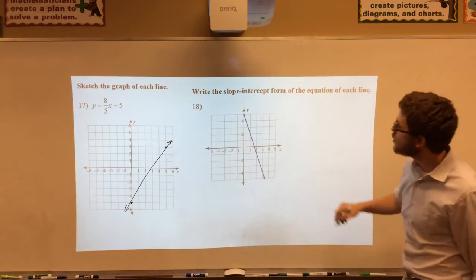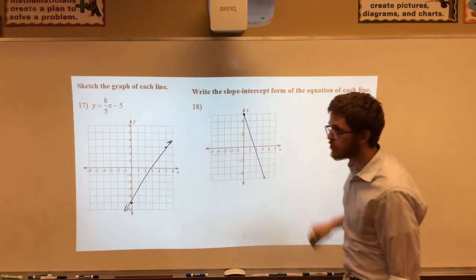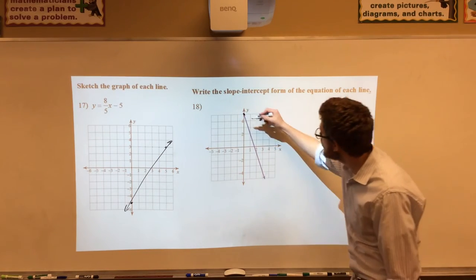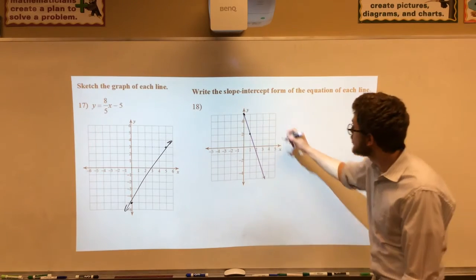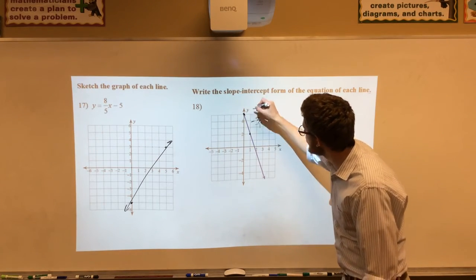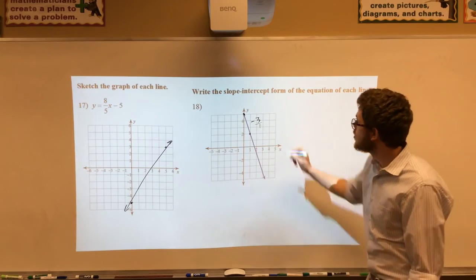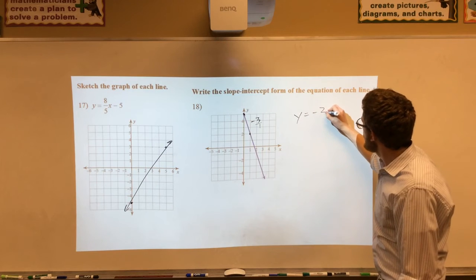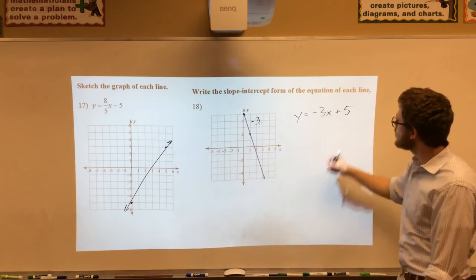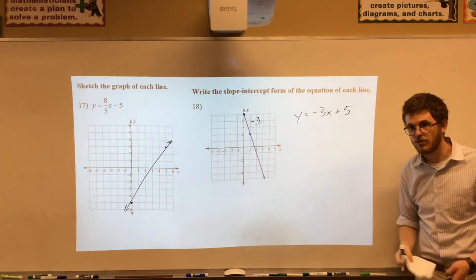On number 18, we are looking for the y-intercept, which is 5. We're looking for the slope. I go down 1, 2, 3 over 1. So my slope is a negative 3 because I went down 3 over 1. My y-intercept was a positive 5. So I plug this into slope-intercept form.